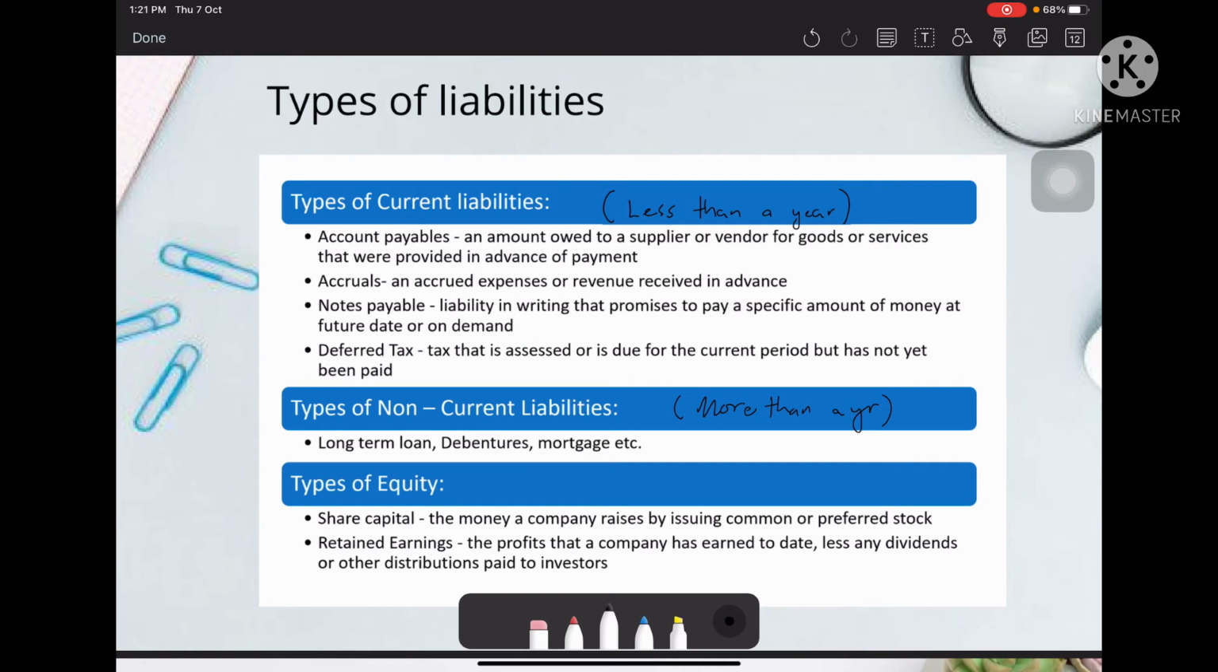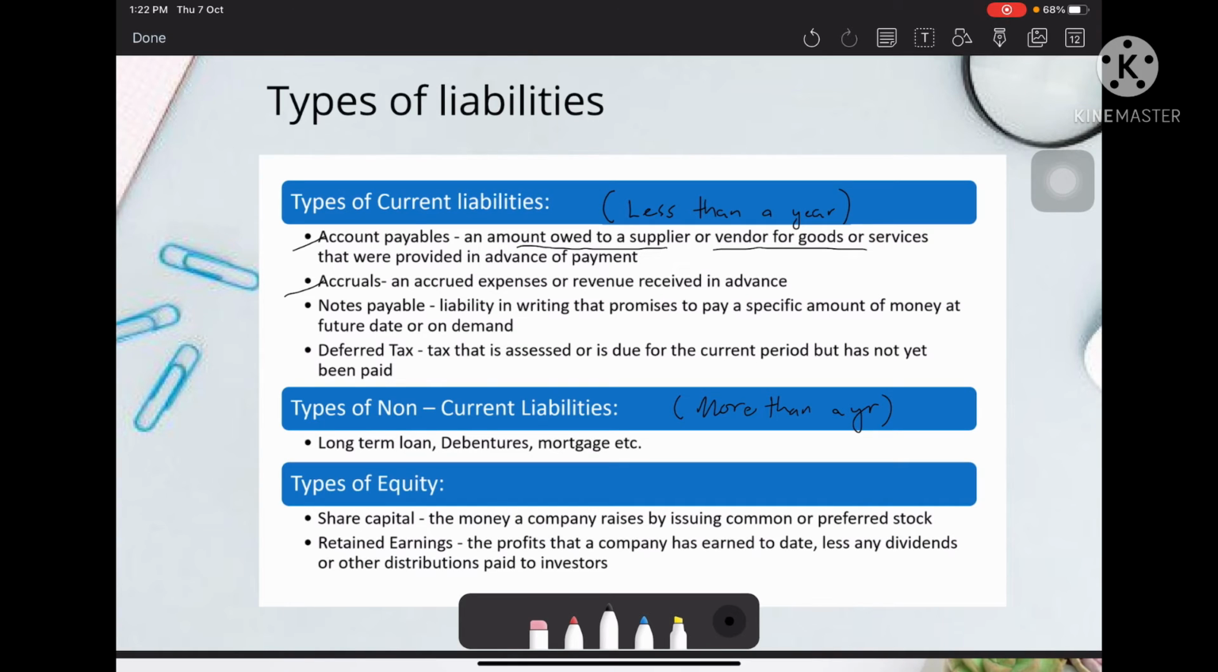Alright, so types of current liability that have maturity less than a year, including accounts payable, which is the amount owed to a supplier. Because we buy on credit, that's why we have to pay the supplier or vendor for goods or services provided in advance of payment.